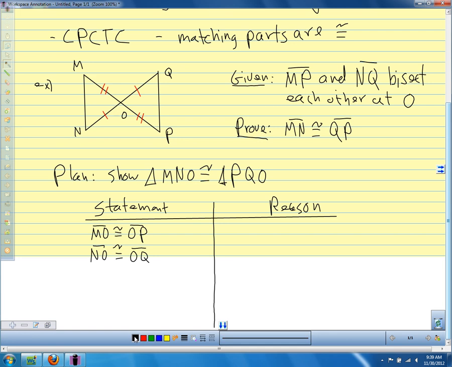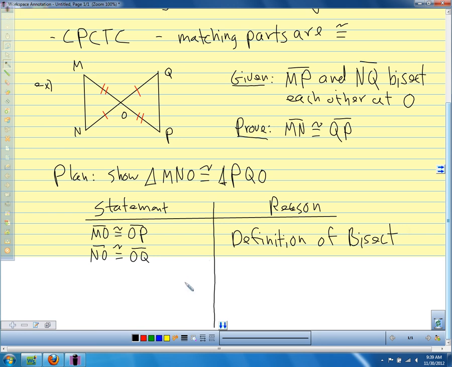What would be the reason that those segments are congruent? They're on a line. What does our given tell us? Okay, so bisect means cut in half, right? So if they bisect each other, each half has to be the same. It's given that they bisect each other. We're not given that they're congruent. But the fact that they bisect each other tells us they're congruent because that's the definition of bisect. That's what bisect means, is that they cut each other in half.